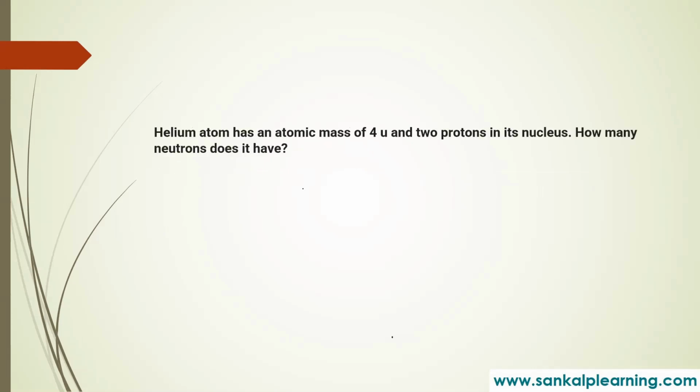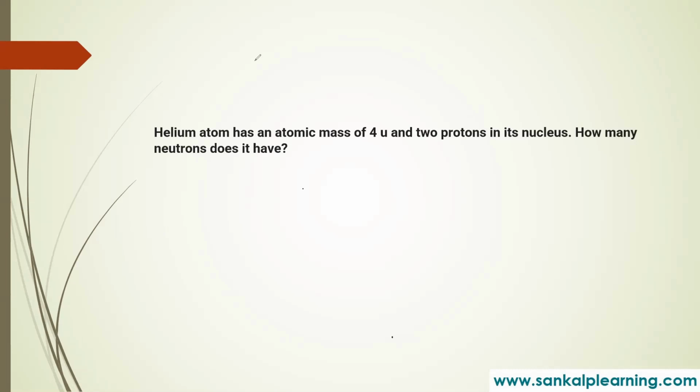Next question. Helium atom has atomic mass of 4 u and 2 protons in its nucleus. How many neutrons does it have? So what have they given? They have given the atomic mass of 4 and the protons, so the mass number is given. We need to go for neutron calculation. Directly we can do this, but as it is the first question, I'll just show you.